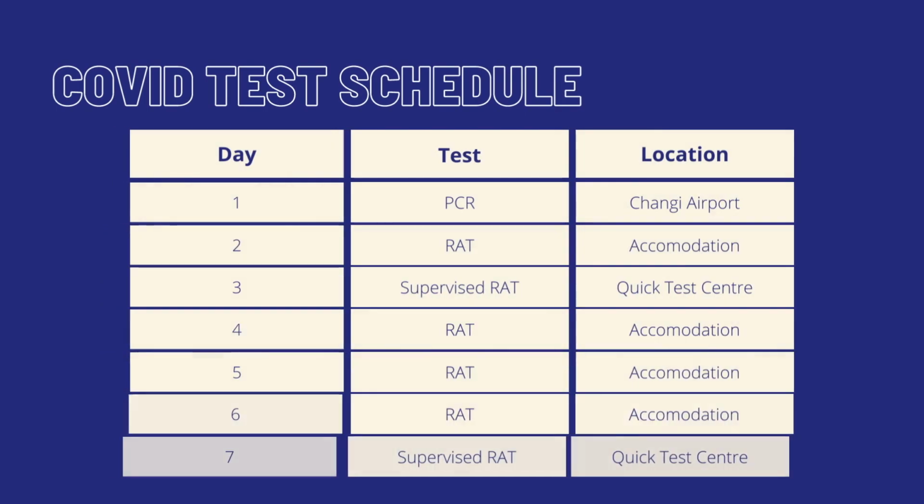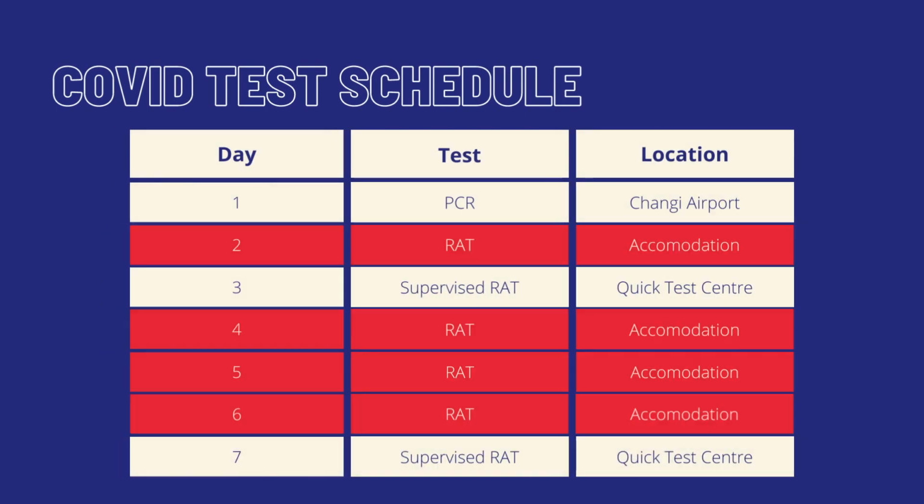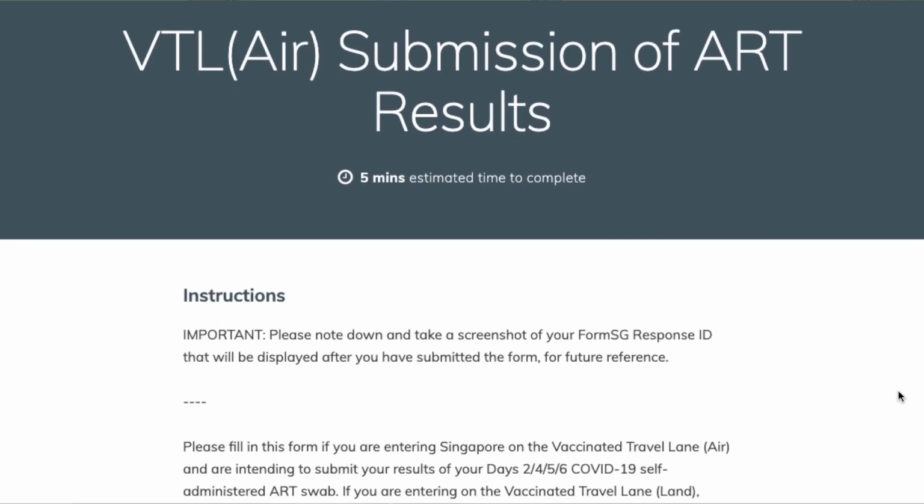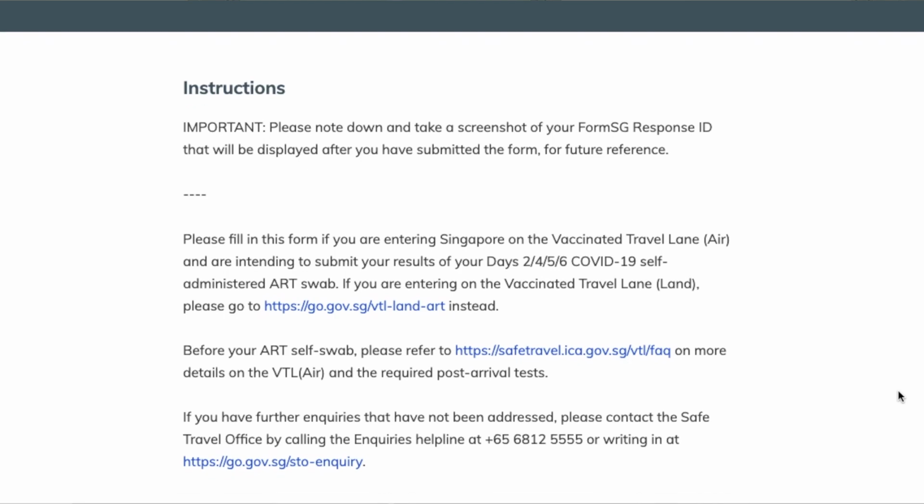During your stay, there will be quite a few rapid antigen tests that you will need to undergo. Days 2, 4, 5 and 6. You can self-administer it in your hotel room, and you simply need to upload a declaration saying that the result was negative. The Singaporean government actually sends you an email daily reminding you to undergo your test and also the exact link to complete this declaration. The negative rapid antigen test should be taken before you leave your accommodation.